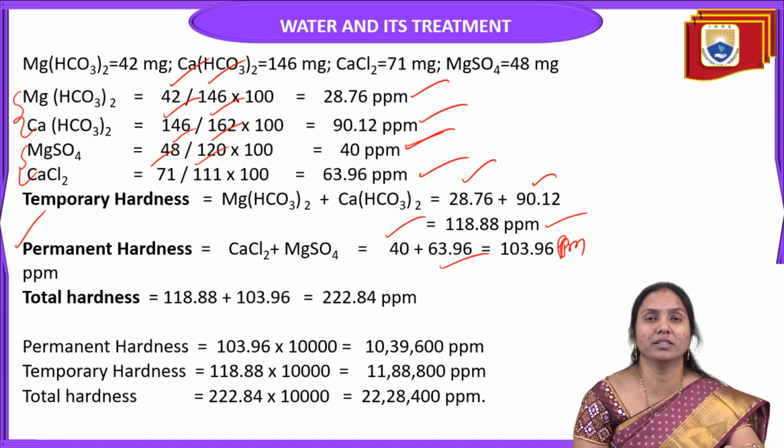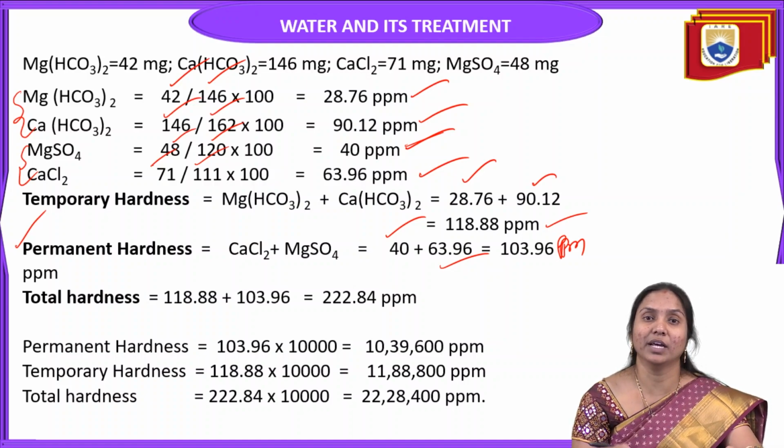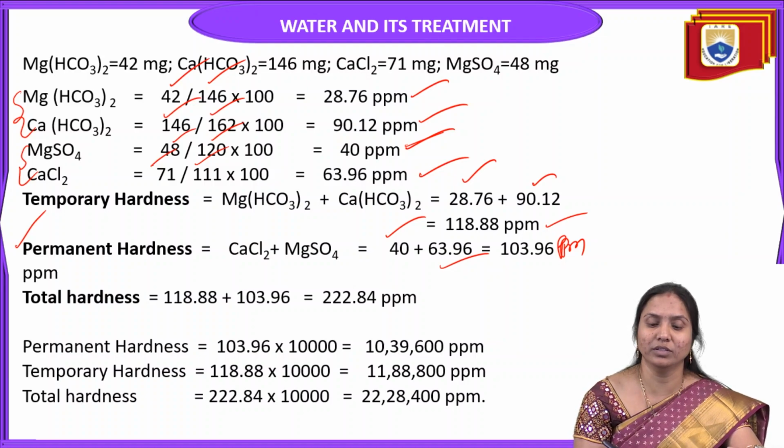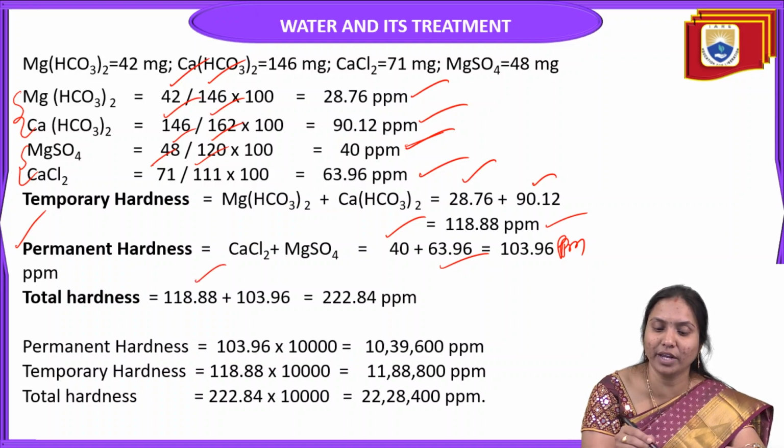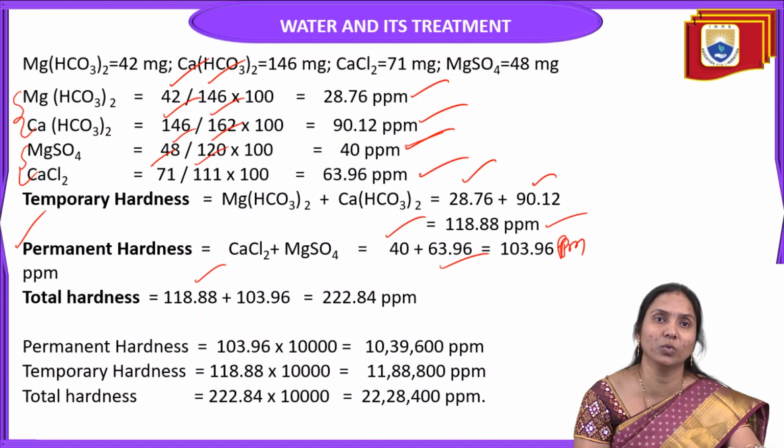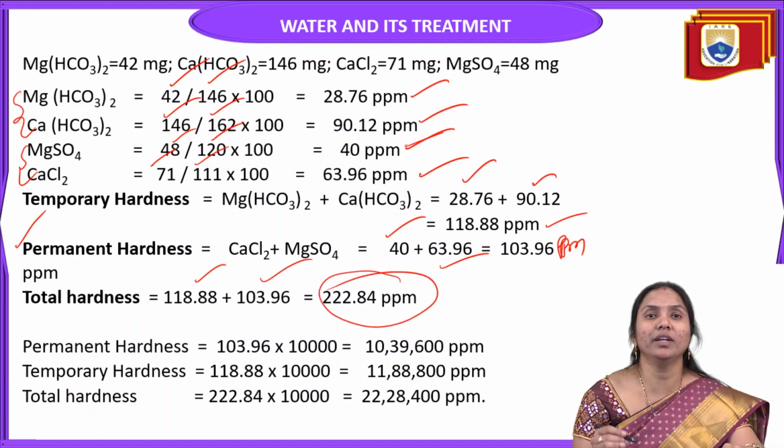Total hardness means temporary hardness and permanent hardness. That means calcium and magnesium ions of bicarbonates, chlorides and sulfates which are present in the given water. Its value is: temporary hardness equal to 118.88 and permanent hardness equal to 103.96. So total hardness is equal to 222.84 ppm.